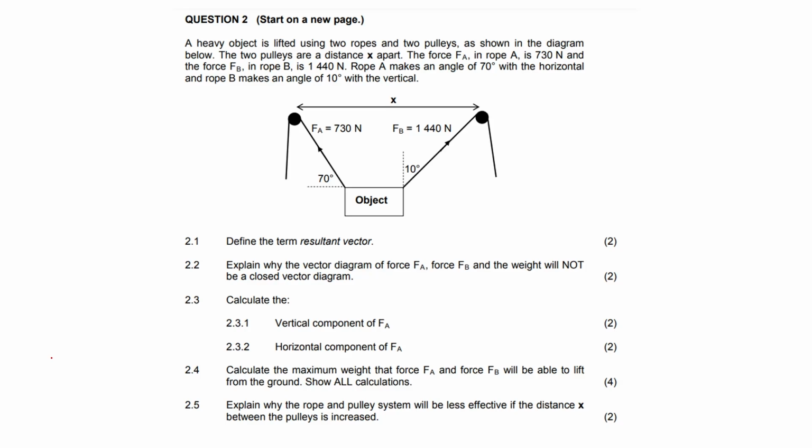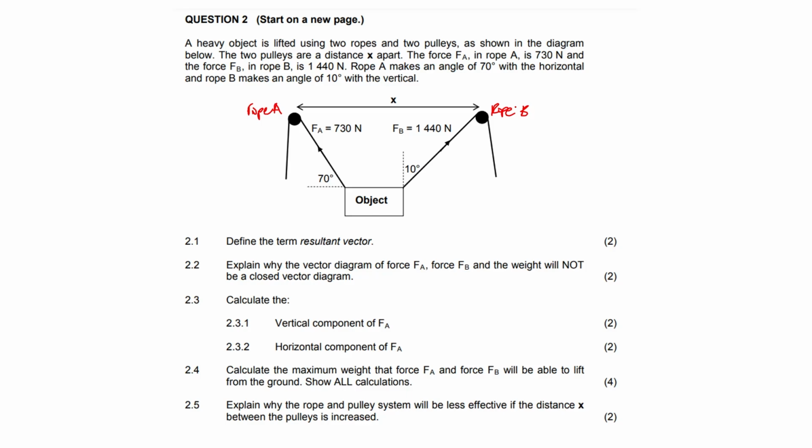Hi guys, let's take a look at this question where we have a heavy object that is lifted using 2 ropes and 2 pulleys, and it's shown in this diagram below. The 2 pulleys are at a distance x apart. There we have x. The force Fa of rope A is 730 Newton, so this is rope A, and the force of rope B, so this is rope B, is 1440 Newtons.